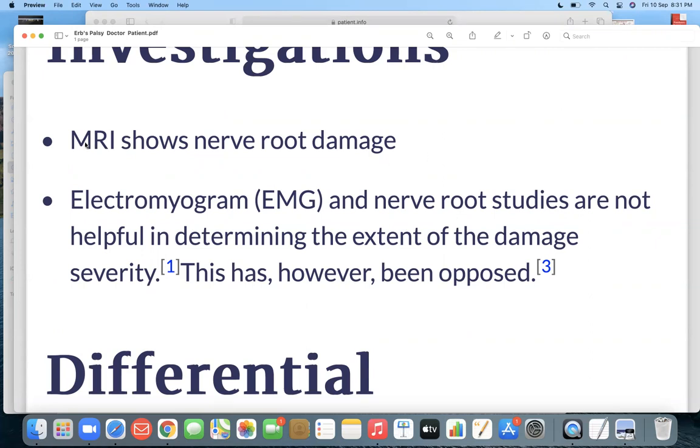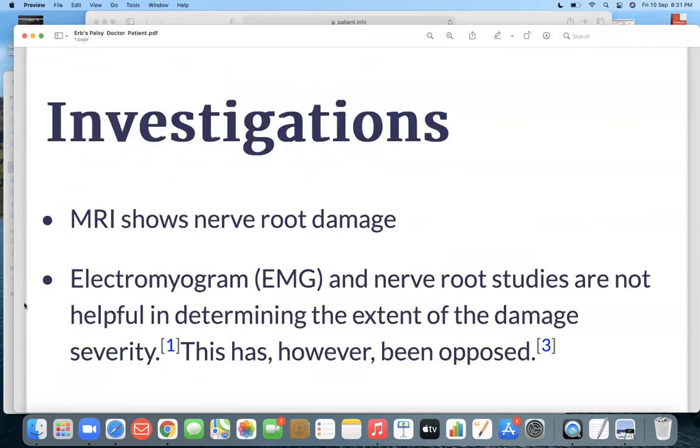Okay. Here, for investigations, you can do the MRI, which shows nerve root damage, and EMG and nerve root studies are not helpful in determining the extent and severity of damage. This has, however, been opposed. So are we doing MRI routinely? I don't think so, right? If it presents after more than 3 months, then only we do. Can someone comment on this?